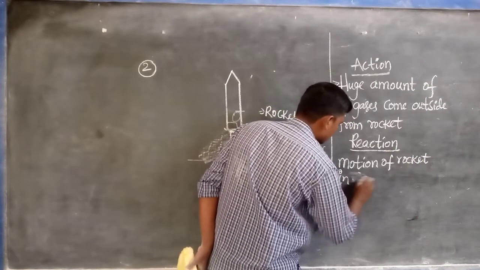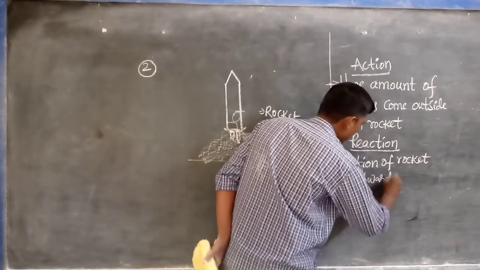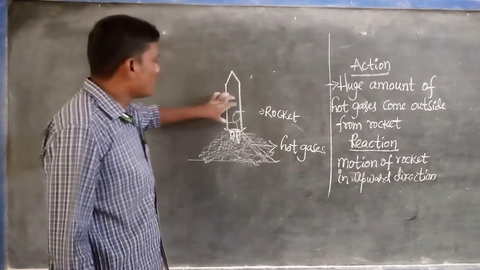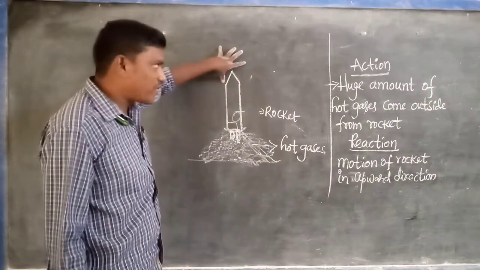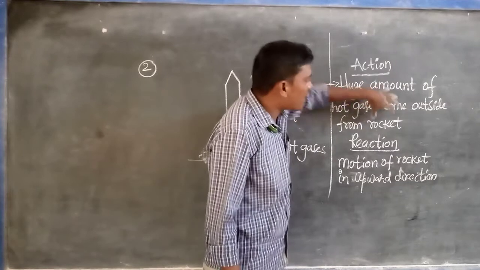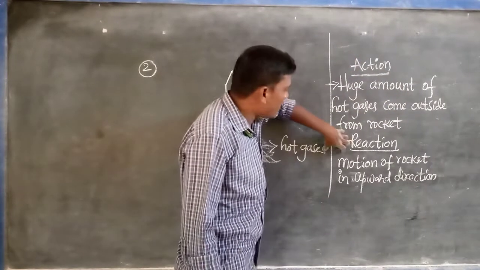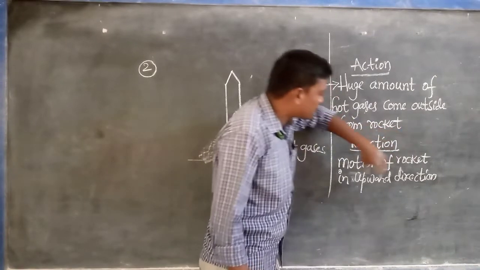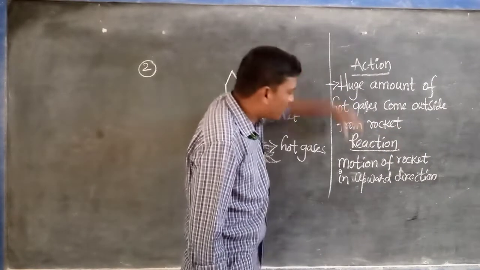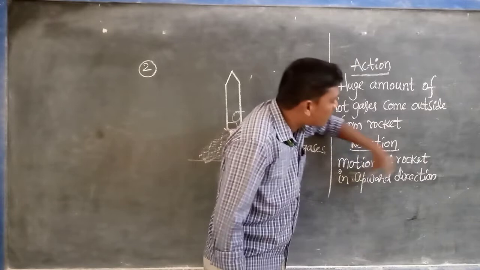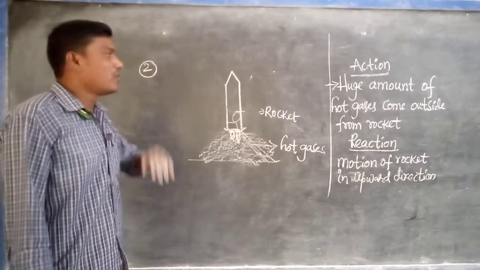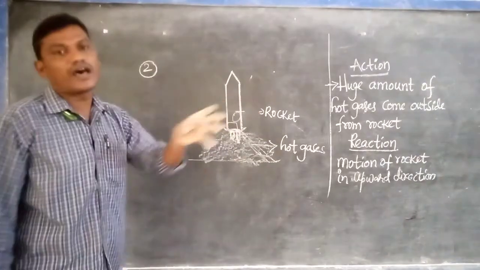in the upward direction. So, during the motion of a rocket or jet aeroplane, a huge amount of hot gases coming outside from the rocket or jet aeroplane is the action. The motion of the rocket in the upward direction is the reaction. In case of jet aeroplanes, the motion of the jet aeroplane in the forward direction is the reaction. So in case of rockets and jet aeroplanes, we know very clearly which is the action and which is the reaction.